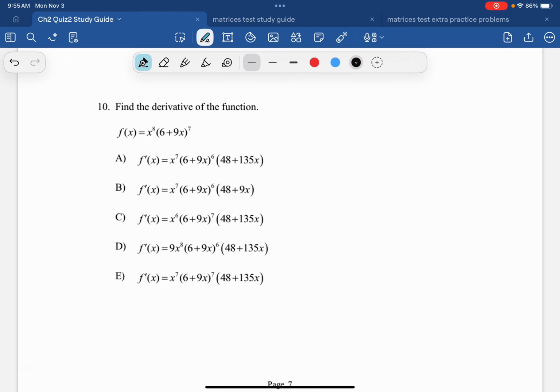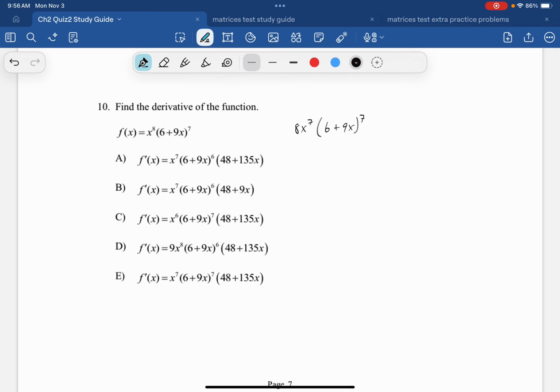Okay, here is both product rule and chain rule. So first I'm going to do product rule. I'm going to split this into two factors, x to the power of 8 and this thing here. So we're going to have the derivative of the first factor with the second left alone. So that's 8 times x to the 7th times 6 plus 9x to the 7th. Okay, left the second factor alone.